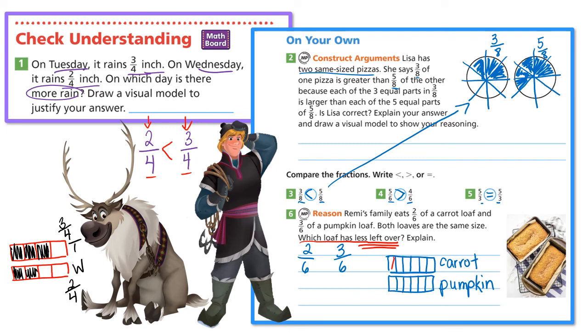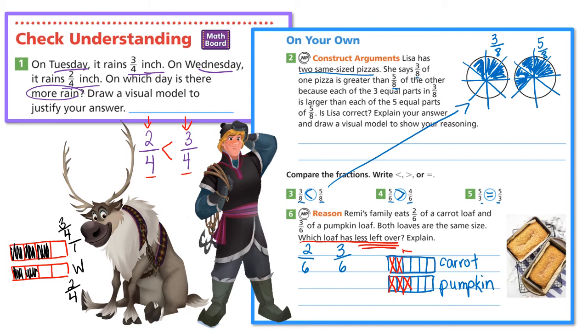So they ate this part, so it's no longer there. And they ate this part, so it's no longer there. And the rest is left over. And then for my pumpkin loaf, they ate 3 parts out of 6. So I'm going to cross off 3 of those parts. Okay, and the rest is left over.